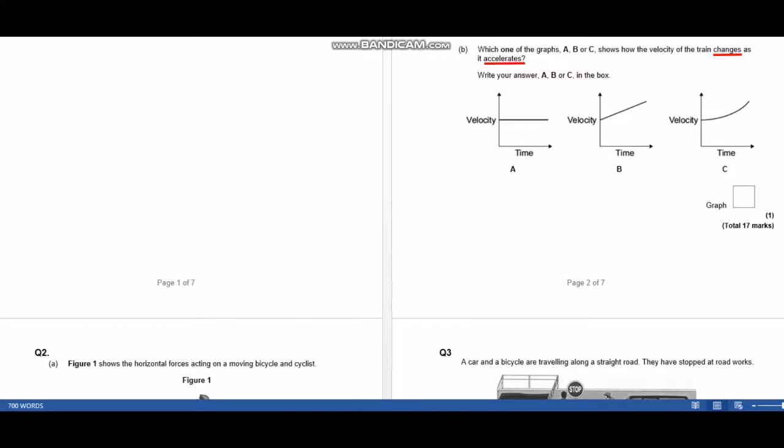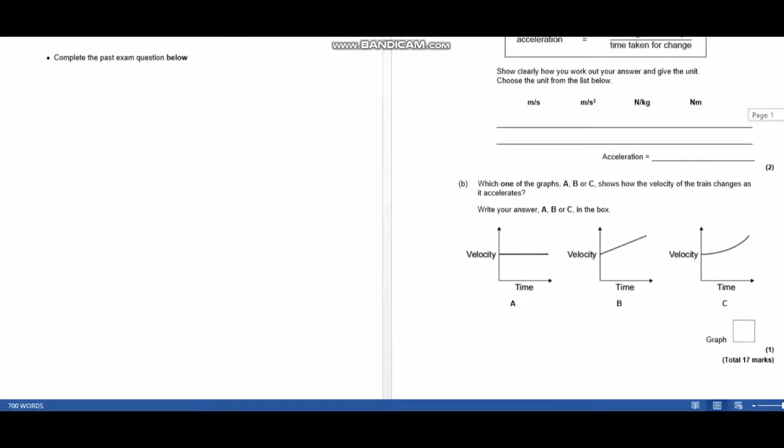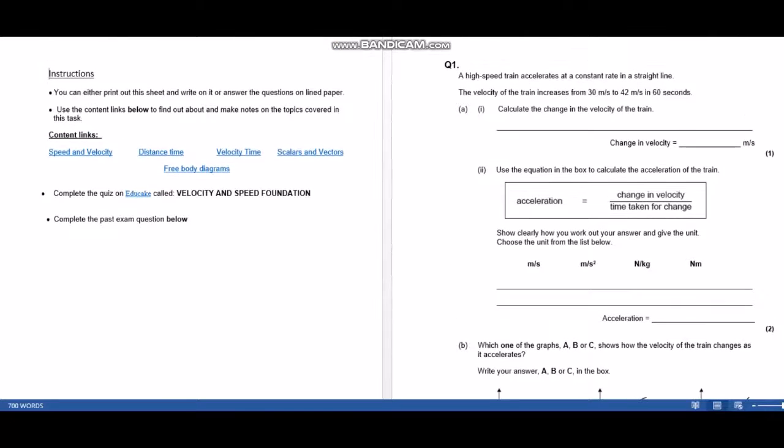I'm going to go back to the top of the question. So it's accelerating, but it's accelerating at a constant rate here. So that means its velocity should be increasing by the same amount at each point. Scroll back down to the question.